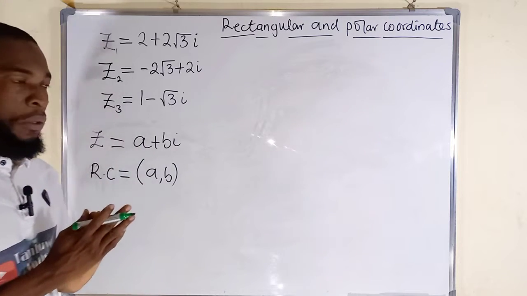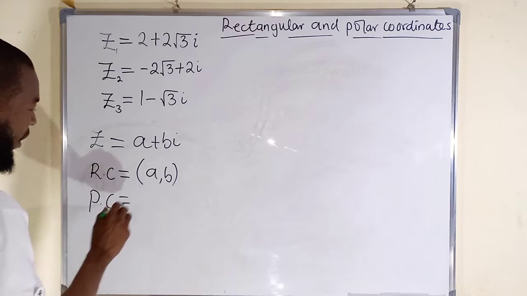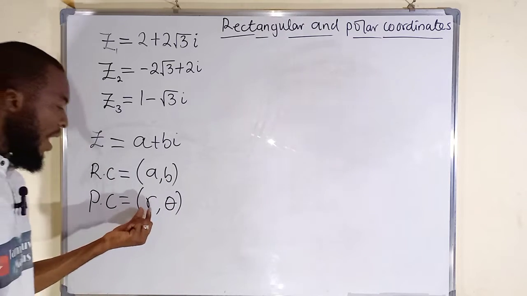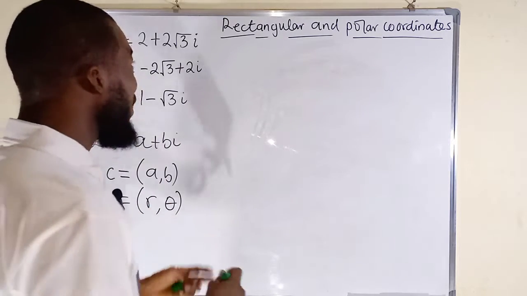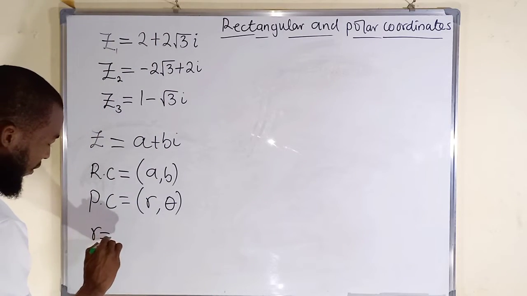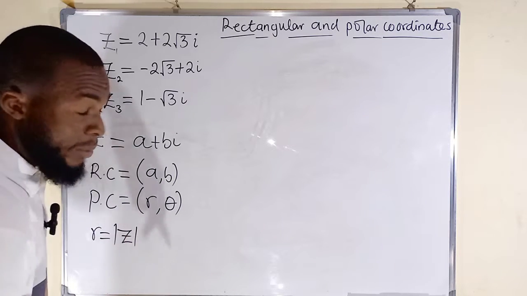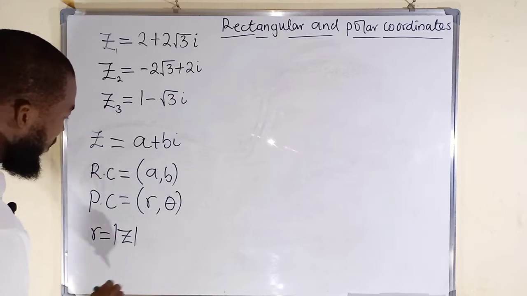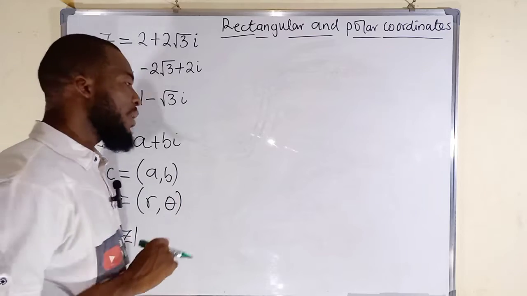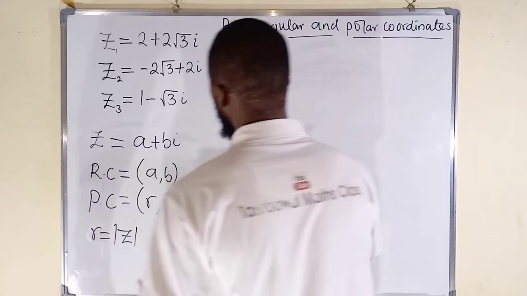As simple as this. But polar coordinate is just what? (r, theta). r is what? The modulus of z, and we have learned how to find it. It's just the distance, right? So r is equal to the modulus of z. By applying Pythagoras rule, you'll be able to find this. And theta is the angle subtended while you're heading to that complex number. So now let us use this information to find the solution to these problems.